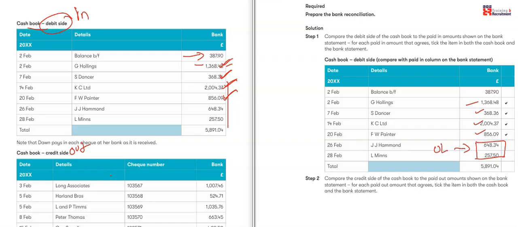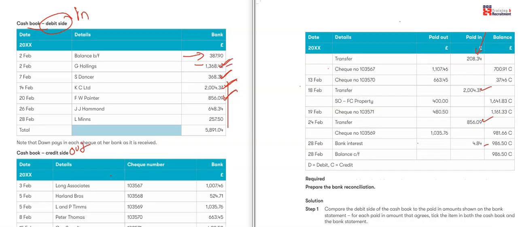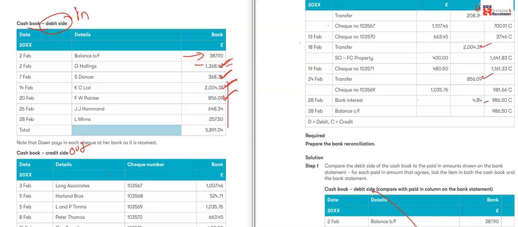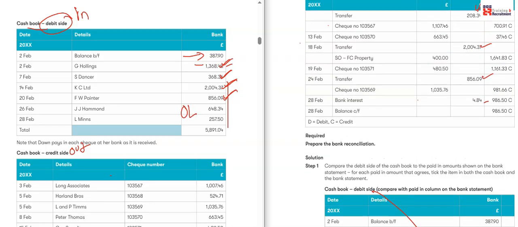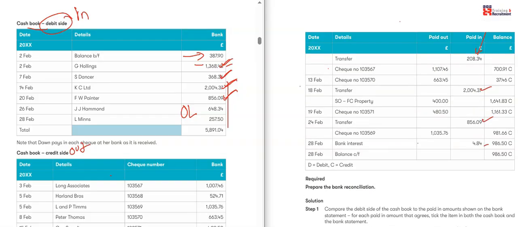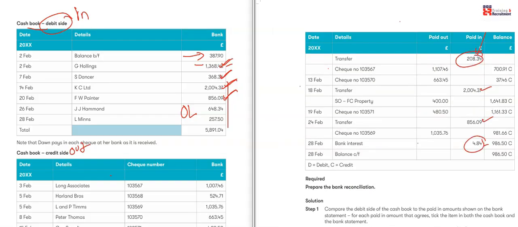What do you call it? Outstanding lodgement. These are in your cash book on the debit side, not in the bank statement. Can you see in the bank statement on the debit side, paid in? No. So call it outstanding lodgement.